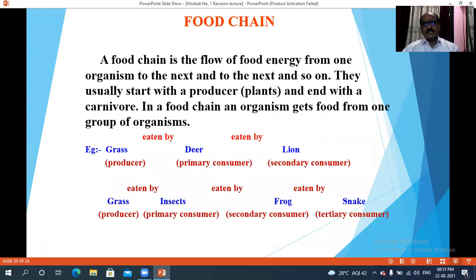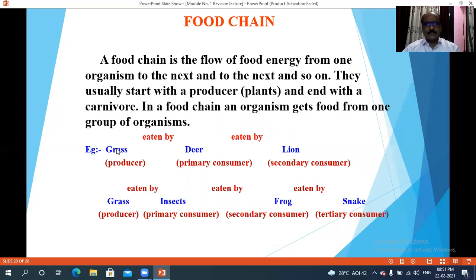Then after that, the next concept is food chain. First you try to understand what a food chain is. A food chain is the flow of food energy from one organism to the next, and to the next, and so on. This sequential flow of food energy from one living organism to another is called a food chain.